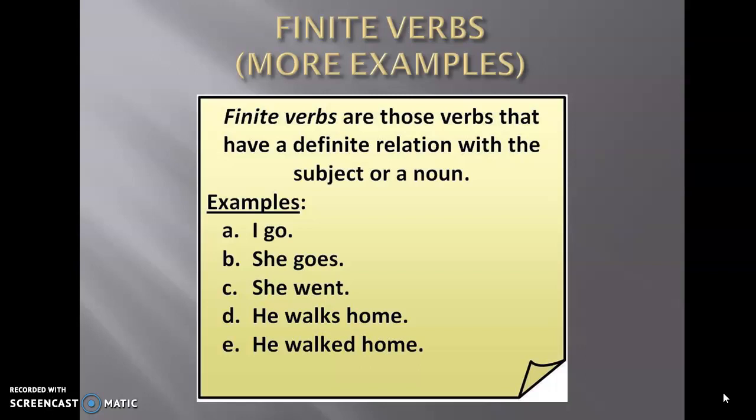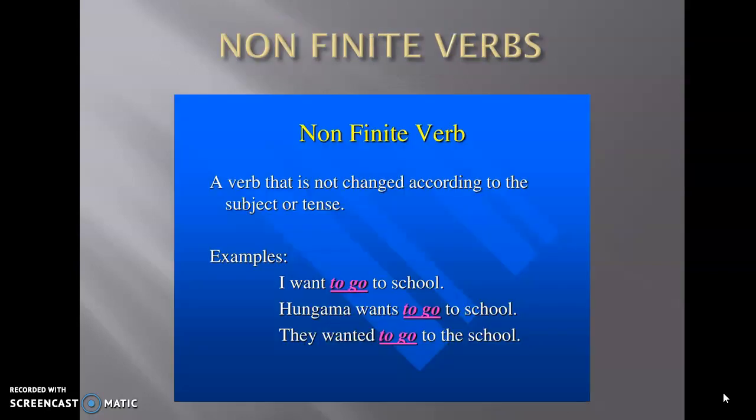Some more examples. Finite verbs change. For example, I go. Now, when I am talking about a singular subject, she, I would use goes. Go will change to goes. So, it is a finite verb because it is changing. And when I have to use the past tense, go will change to went. She went. He walks home. This is present tense. And when I have to talk about the past tense, I would say he walked home. So, the verbs that change are known as finite verbs.